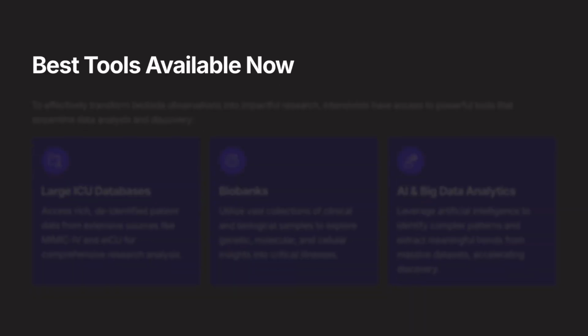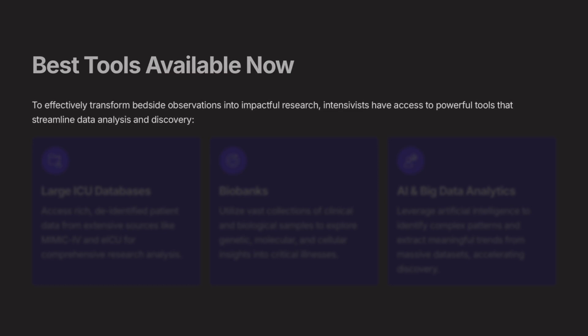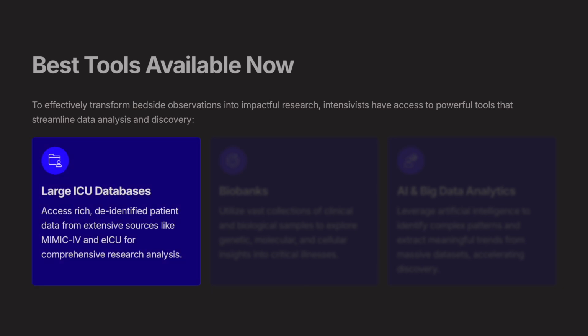Now, there are also various tools which are available now. This must be understood. Apart from your clinical research, you can get a lot of powerful databases. There are large ICU databases available, like MIMIC-4 and eICU. They give you comprehensive de-identified patient information. This is extensive information on thousands and thousands of patients. So you can think of something and start your analysis. Nearly 1,000+ topics from MIMIC are already published in PubMed.